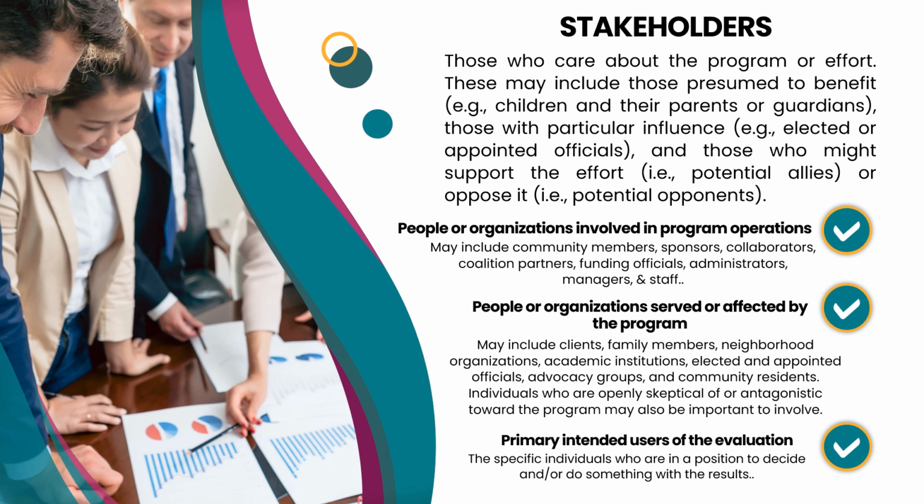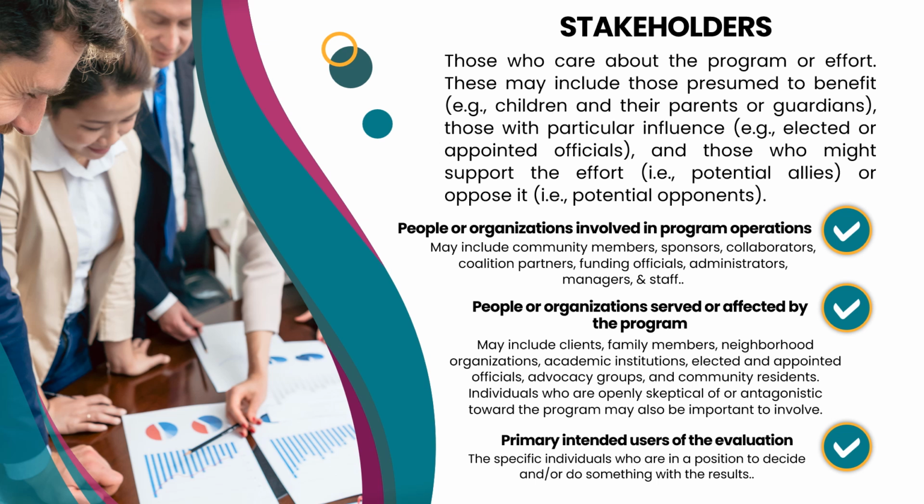People or organizations involved in the program operations. This is a common type of stakeholder. This may include the community members, sponsors, collaborators, coalition partners, funding officials, administrators, managers, and staff. These are all people that are involved in the actual program operations.